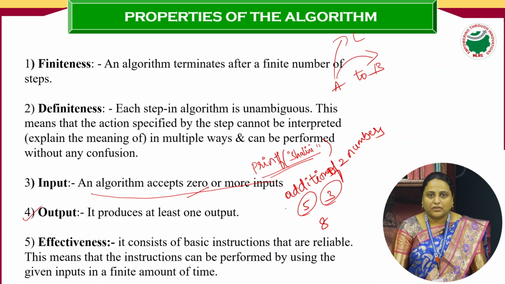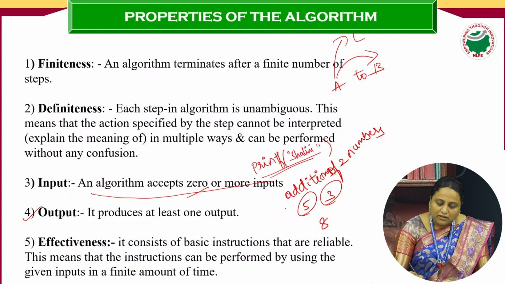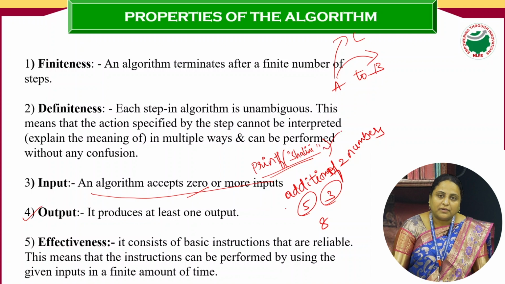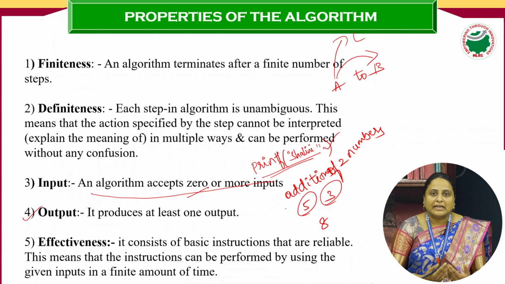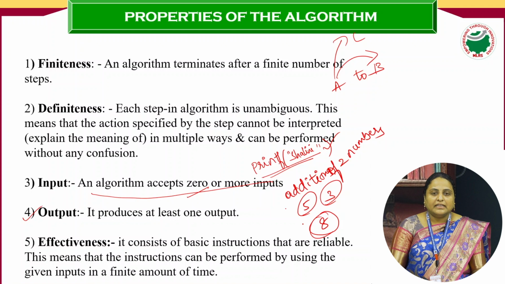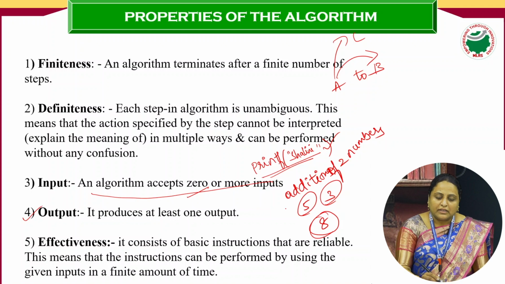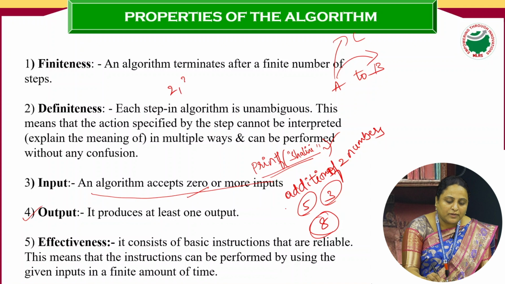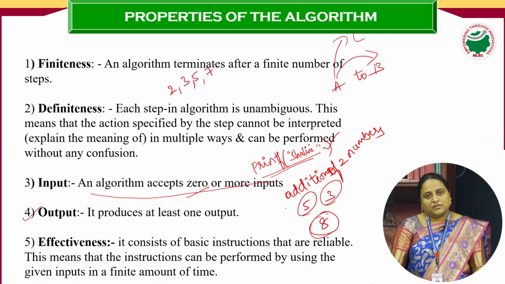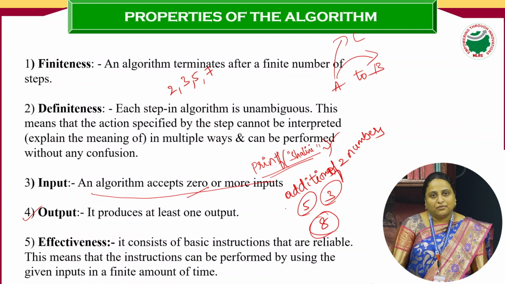An algorithm should be designed in such a way that it produces at least one output. For example, if you consider the above problem of displaying your name, what is the output? Your name is the output. If you take addition of two numbers, you are getting the number 8 as output, one output. And in the previous problem, prime numbers from 1 to n, how many outputs did you get? 2, 3, 5, 7 are outputs for us. So an algorithm is capable of producing at least one output.